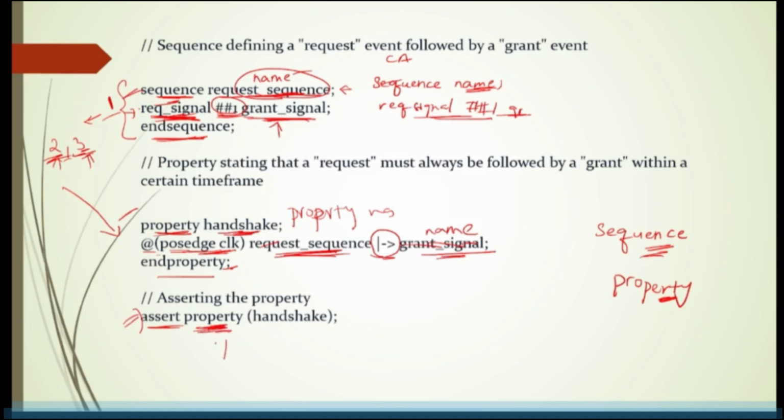Asserting the property is nothing but execution of this particular assertion. So execute this particular handshake. Now what happens? This handshake consists of request sequence name. Inbuiltly, this name and this request sequence will be asserted. That means the logics behind these two will be asserted. Clear? So this is how you will be writing the concurrent assertion.